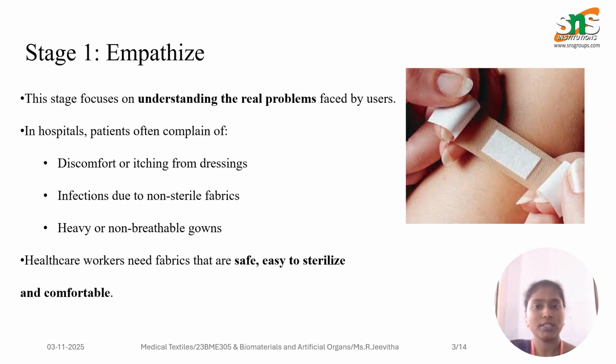In the design thinking process, the first stage is empathize. Here we try to understand the real problems faced by the users, in this case, patients and healthcare workers. Imagine being in a hospital wearing a heavy, itchy gown or having a wound dressing that causes irritation. Many patients complain about discomfort, infections due to non-sterile fabrics, and lack of breathability. Similarly, doctors and nurses need fabrics that are easy to sterilize, lightweight, and safe to handle. So in this stage we put ourselves in their shoes and think: what can we do to make medical fabrics more comfortable, antibacterial, and user friendly?